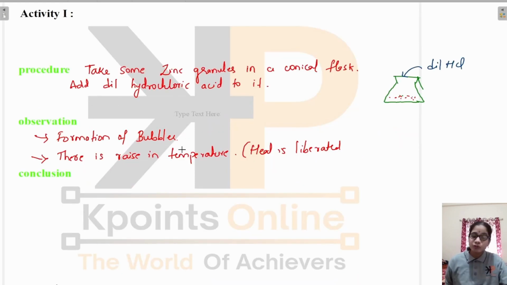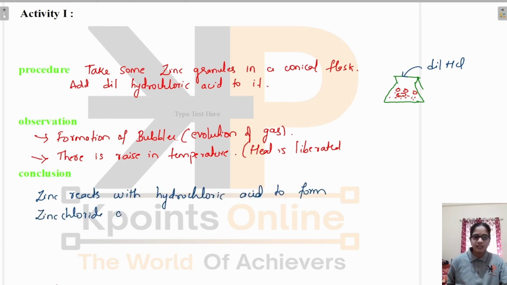Okay, formation of bubbles shows that there is an evolution of gas there, because of which there is a formation of bubbles here. Then why has it happened? Because zinc has undergone a chemical reaction with hydrochloric acid to form zinc chloride and hydrogen gas.